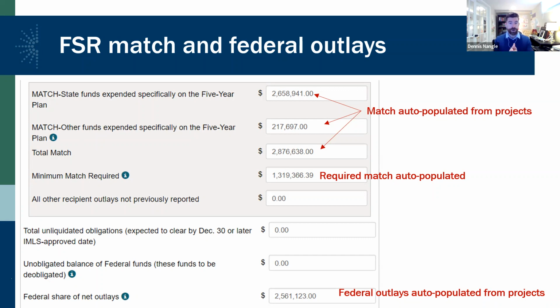So basically, all that to say is, if you expected or anticipate that you've spent down all of your award, then the federal share of net outlays, when you're all finished reporting, that number should be the same as the total award amount that you were given. And so hopefully that helps you as you're cross-checking and making sure that you have reported all the financials across your projects.